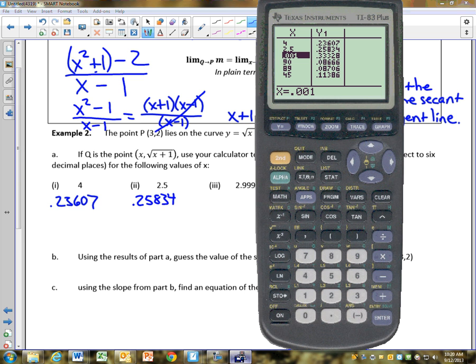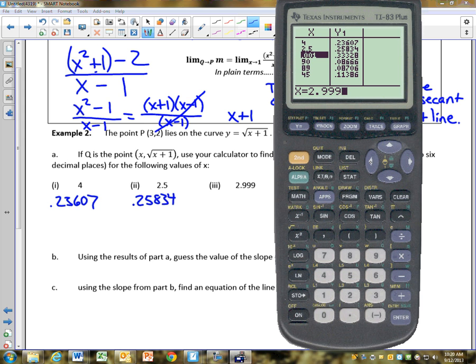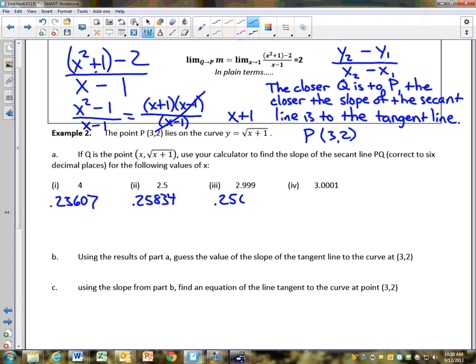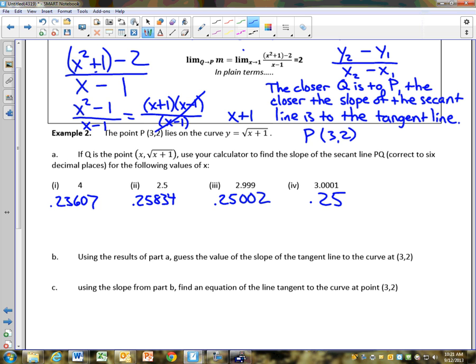So here we go. I punch in 2.999. Just 3 nines, not 4. And I get 0.25002. Does anybody want to guess what the slope is getting closer towards? Yeah, 0.25 or 1/4. So now I go 3.0001. And I get, it says 0.25. That it's rounding, and that's just where it gets.